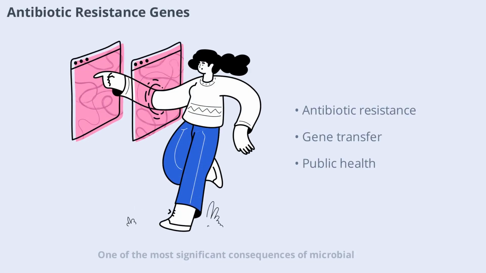One of the most significant consequences of microbial genetic coding is the spread of antibiotic resistance. Genes that confer resistance can be located on plasmids or chromosomes and are easily shared through horizontal gene transfer. This rapid spread makes treating infections more challenging. Understanding how microbes acquire and share resistance genes is crucial for developing new strategies to combat antibiotic-resistant infection.